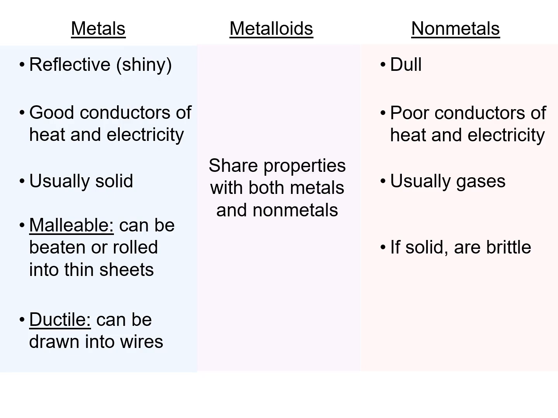Metalloids are also usually solid. I can't think of any gaseous versions of them. You can shape them into things, but they're a little bit more brittle than metals are. So metalloids, for the most part, act more like metals than they do nonmetals, but they do share properties in between.